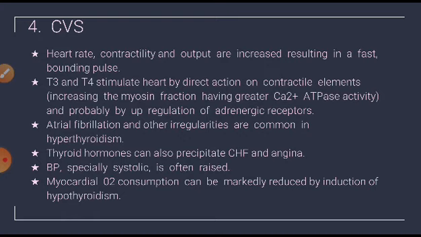Atrial fibrillation and other irregularities are common in hyperthyroidism. Thyroid hormones can also precipitate CHF and angina. Blood pressure, especially systolic, is often raised. Myocardial oxygen consumption can be markedly reduced by induction of hypothyroidism.